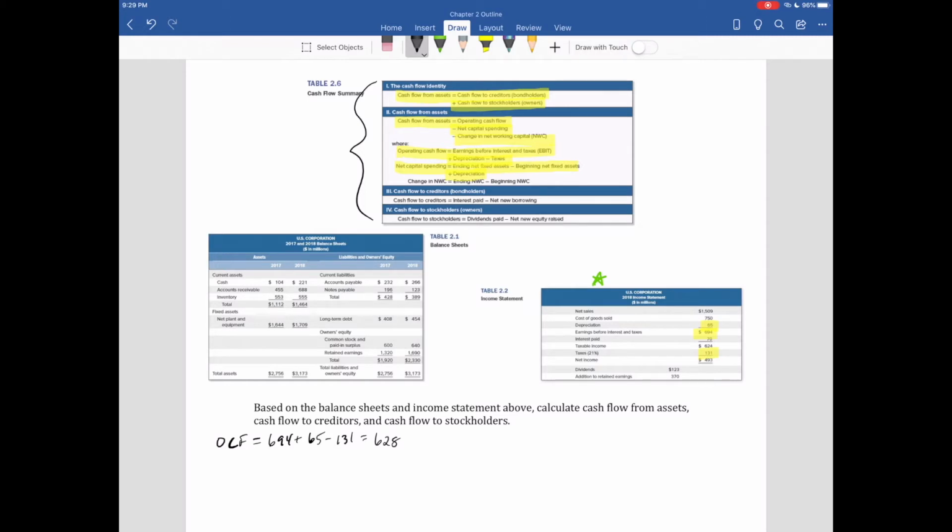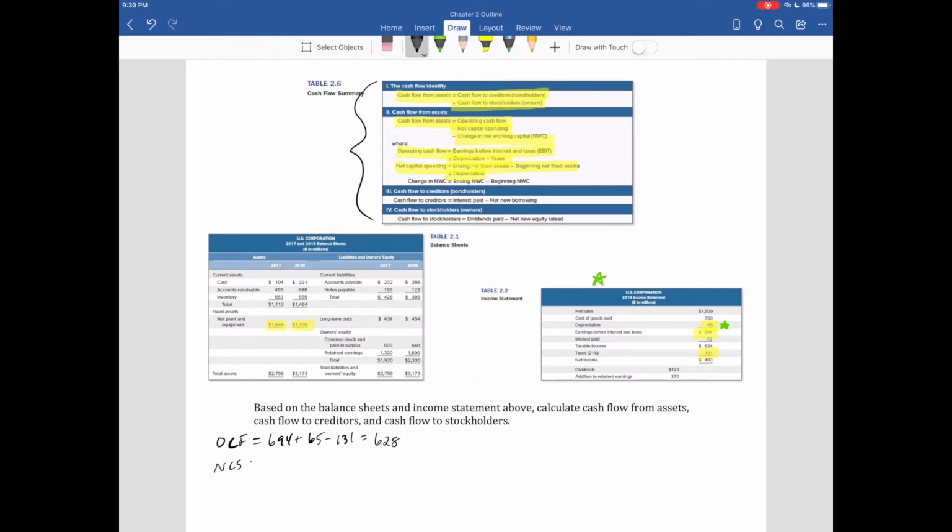So the ending and beginning just refers to the time period that you're analyzing. Here we're analyzing 2018, so the beginning would be 2017, the year previously, to the ending of this time period, which would be the 2018 balance sheet. So what we do is we take the ending net fixed assets, which is $1,709, from the balance sheet. We subtract the beginning fixed assets of $1,644, and then we add back in that depreciation expense of $65 taken from over there on the income statement.